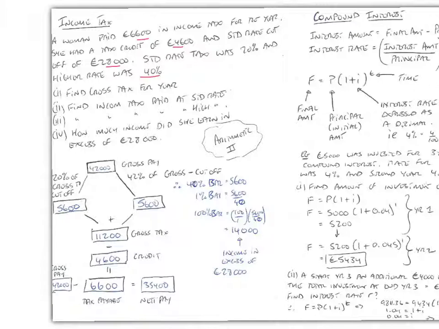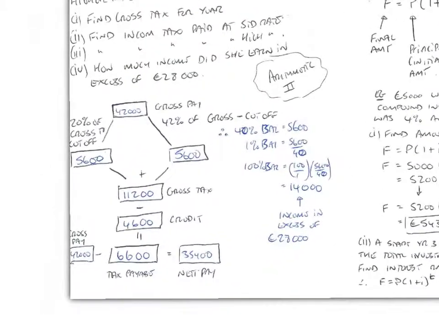Okay, the way to do these problems always is to start by drawing our values sheet. It always looks like this. The gross pay goes here, we get 20% of the salary up to the cut-off here, and we get 42% from the cut-off to the final salary here. This is always the gross tax, this is always the tax credits. This minus this gives us the tax payable. The gross minus the tax payable gives us the net pay.